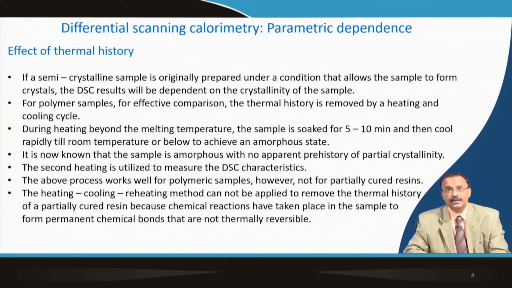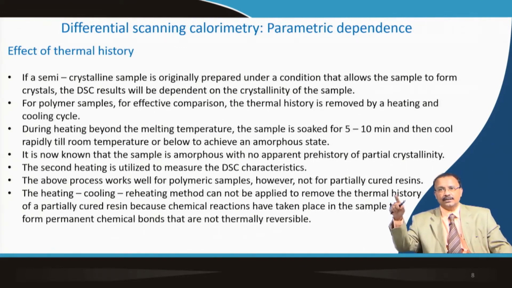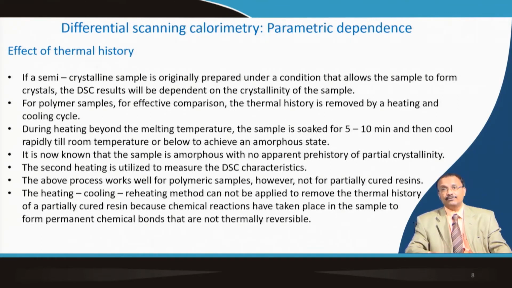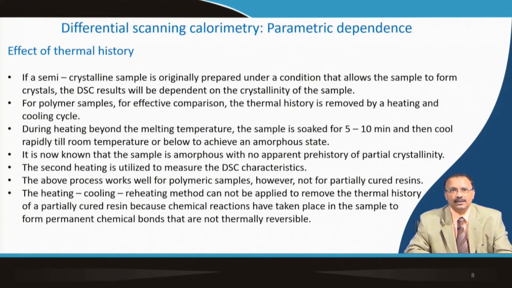So, for effective comparison, the thermal history should be removed. Initially the sample is heated and then cooled back. So, a heating and cooling cycle is required. Usually heating is done beyond the melting temperature, and then the sample is soaked for 5 to 10 minutes and then cooled rapidly to room temperature, so that it achieves an amorphous state. So, it is now known that the sample is originally in an amorphous state and does not have any prehistory of partial crystallinity. Then you do the second heating and measure the DSC characteristics.